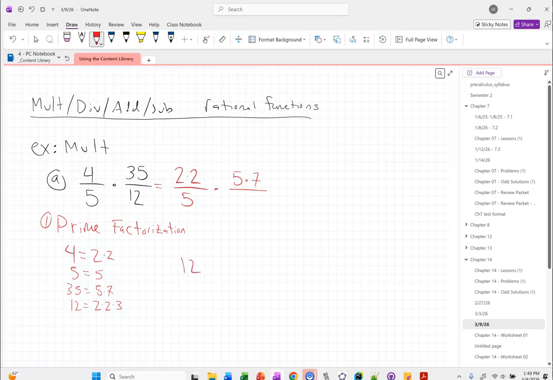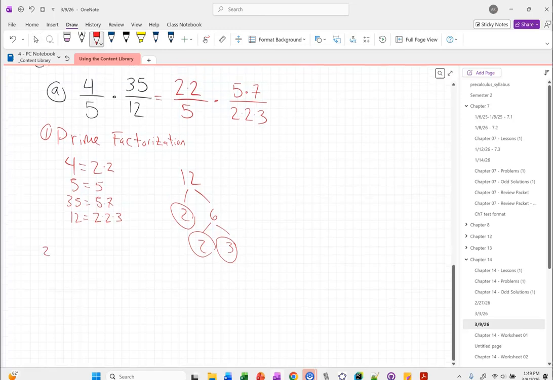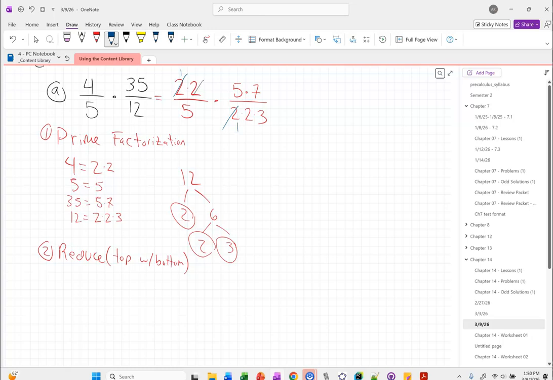Remember, probably in elementary school, you did stuff like this, to draw your factor tree. And the leaves of your tree are your factors. You guys remember doing that? Everybody's okay? Now we can reduce tops with bottoms. Is everybody okay with what I did there?